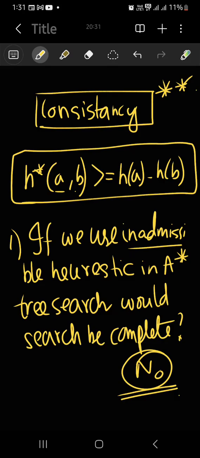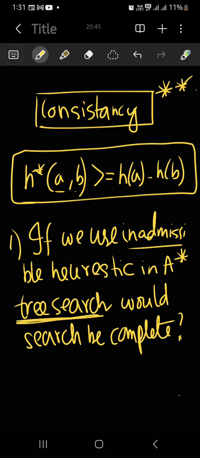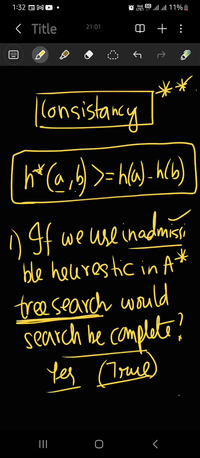Okay, sorry, I am very sorry. I have overlooked that we are doing tree search. In tree search, inadmissible heuristic is allowed, but in graph search, it's not allowed. So, will the search be complete? Yes, because it can visit any node multiple number of times. So, eventually, if the goal node is there, it will reach the goal node someday. Okay, so it is true. In tree search, we can get there.